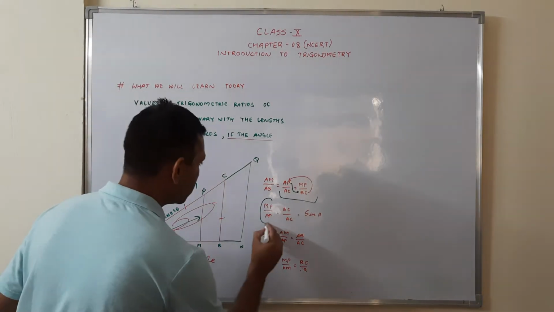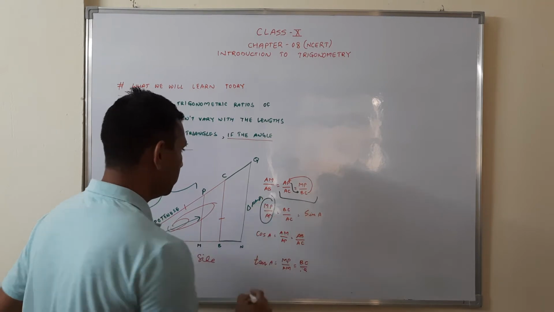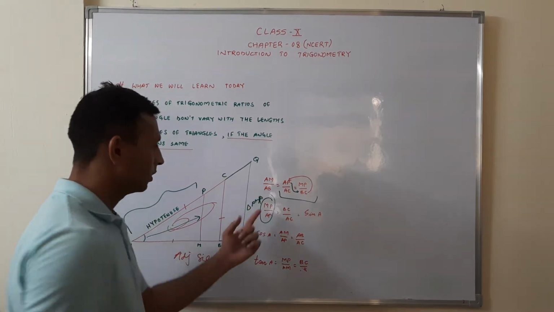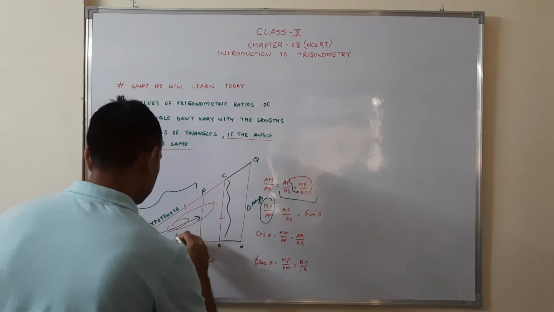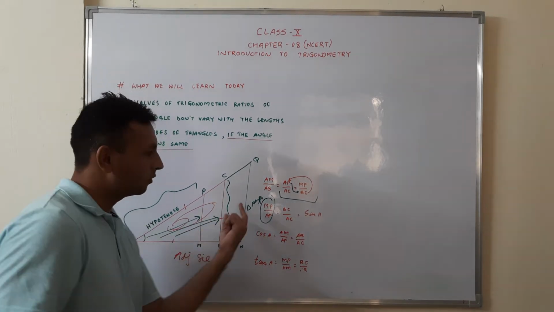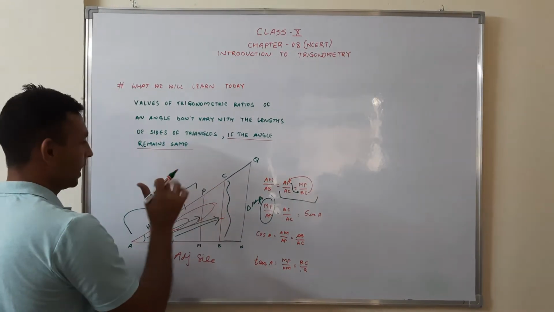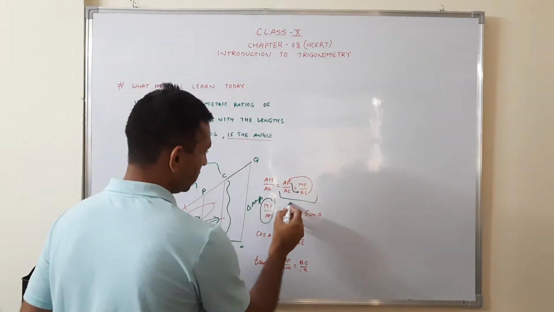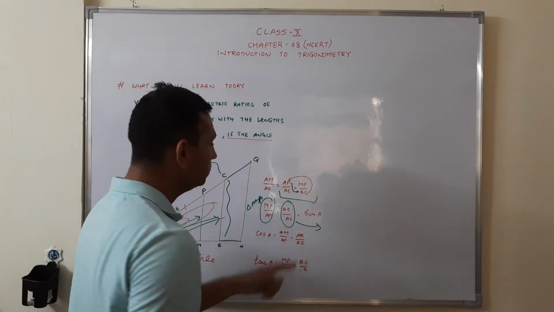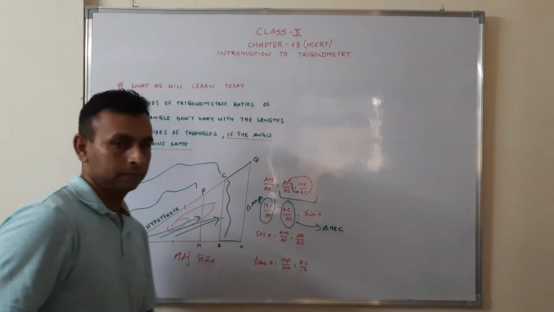So this ratio is for which triangle? Triangle AMP. Now coming to this ratio, BC. What is BC? This is nothing but the opposite side of the triangle ABC. AC is nothing but the hypotenuse of triangle ABC. So this is for triangle ABC.